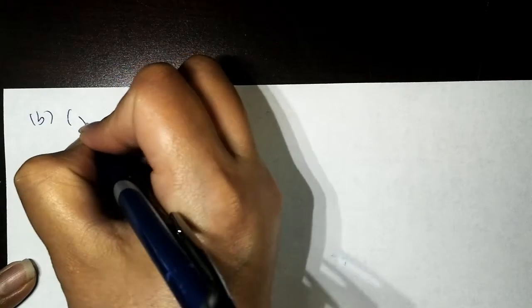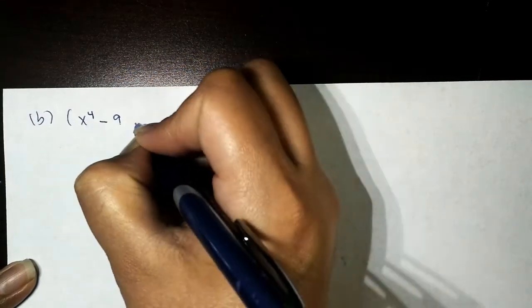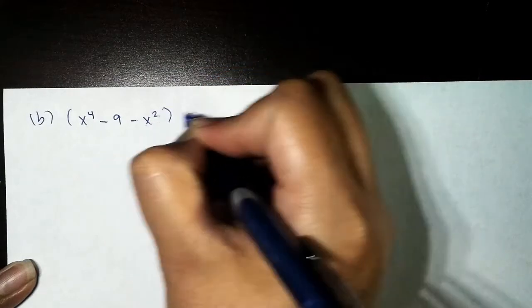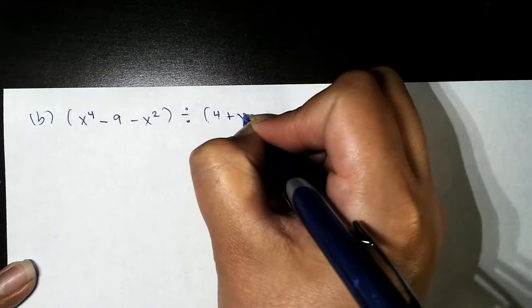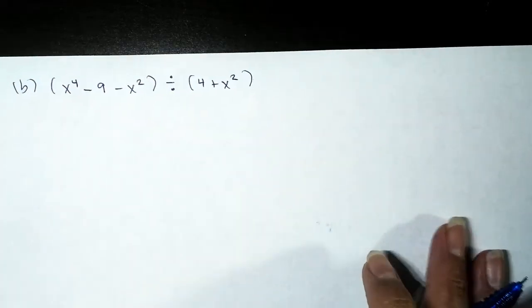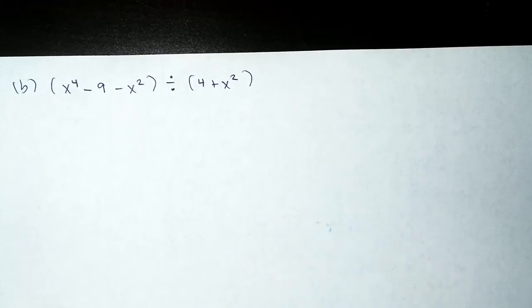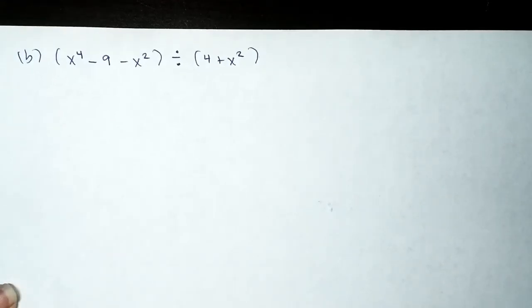Problem B. We have x to the 4th minus 9 minus x squared, divided by 4 plus x squared. No, you know what? You twisted my arm. We'll do all three. This was supposed to be our third problem, so it's supposed to be spicier. Let's go ahead and do this one, and then we'll wrap it up with the original problem B.